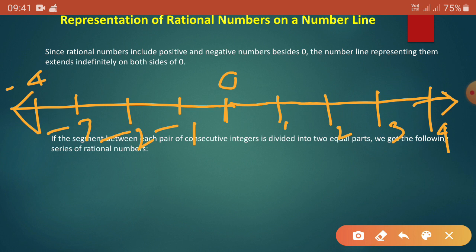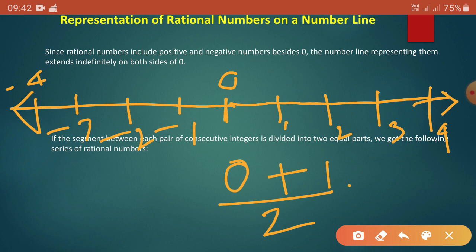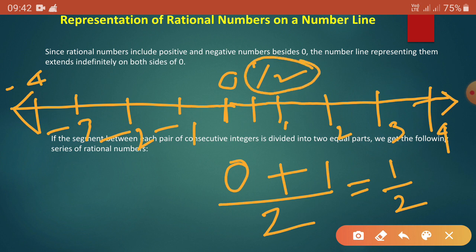So if it is 0, then 1 is a rational number, 2 is also a rational number, 3 is also a rational number, and so on. If you want to find the rational number between 0 and 1, we have to add these numbers first, and then divide by 2. Then what will be the number? 1 by 2. So 1 by 2 is the rational number between 0 and 1.